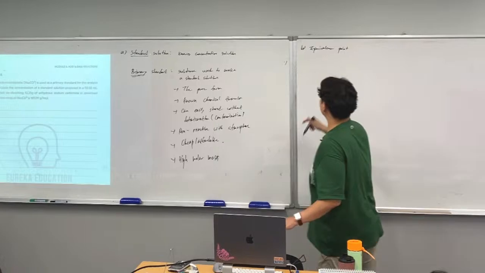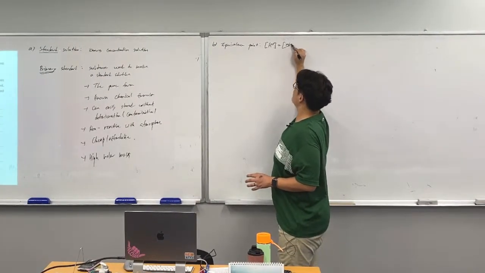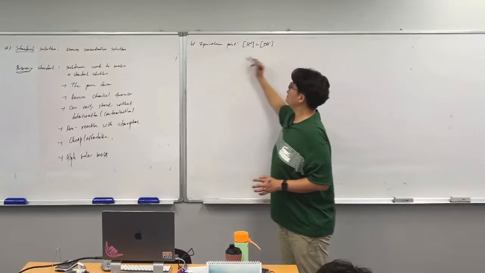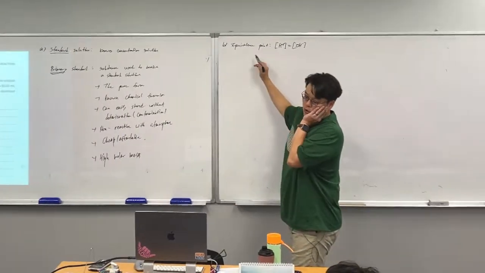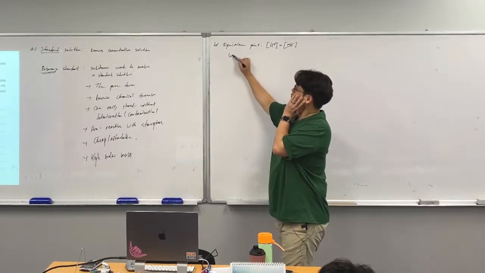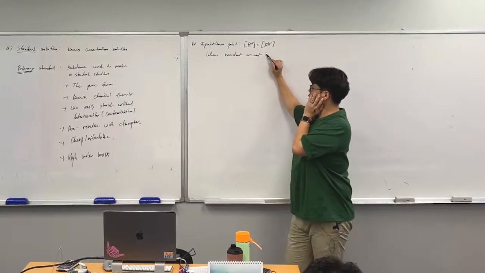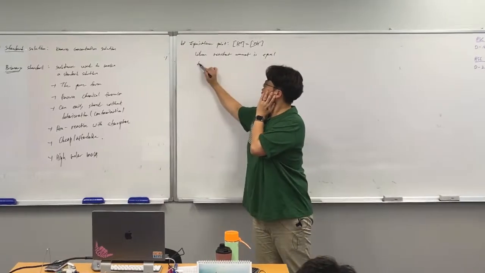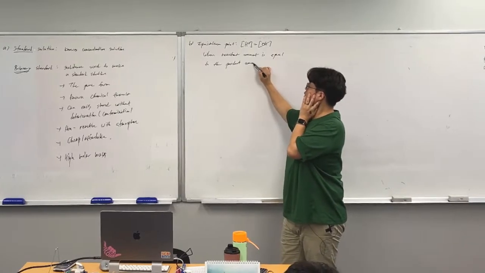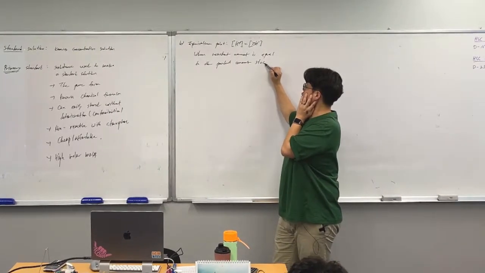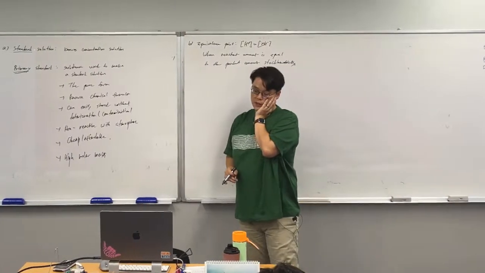This is a theoretical point where the concentration of hydrogen ions is equal to hydroxide ions. Or basically, using the stoichiometry, the reaction ratio, when the reactant amount is equal to the given product amount stoichiometrically. That's how we can define the equivalence point as well.